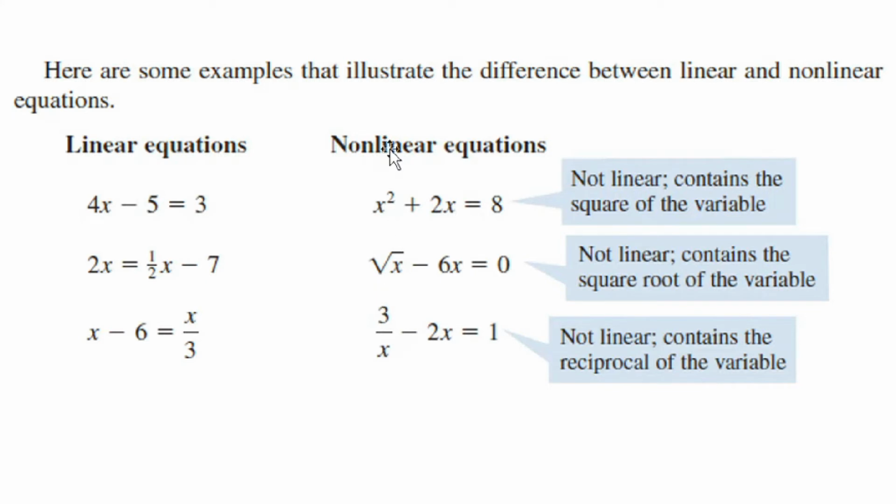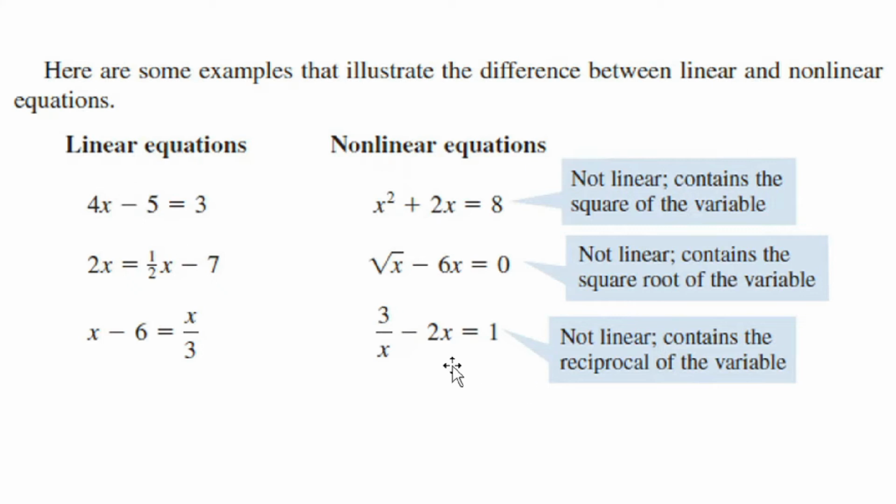And in the second example under the nonlinear equations, we have the square root of x minus 6x equals 0. This is also not linear because it contains the square root of the variable. The first term, the square root of x, can also be written as x raised to 1 half. Since the exponent there is not 1, and it is in the form of 1 half, therefore it is non-linear. As I have said earlier, if the first degree is the highest exponent, then it is known as a linear equation.